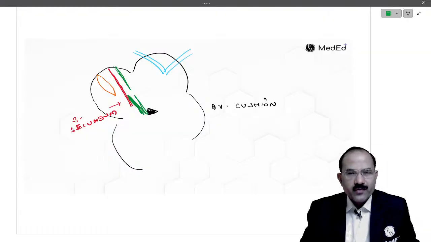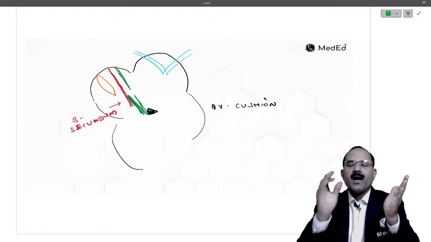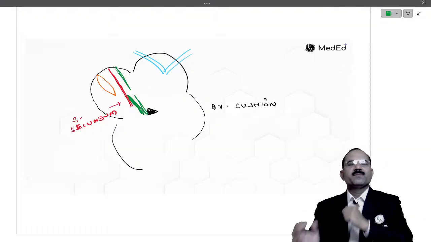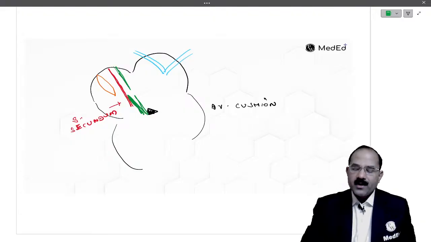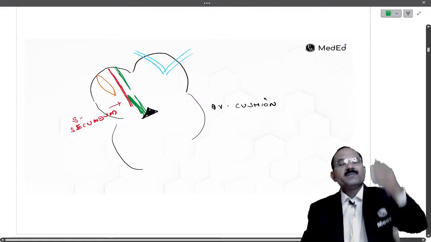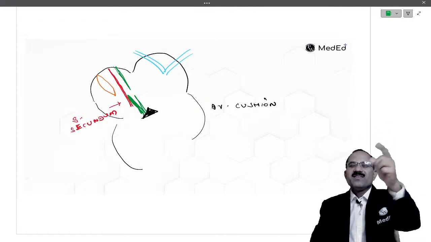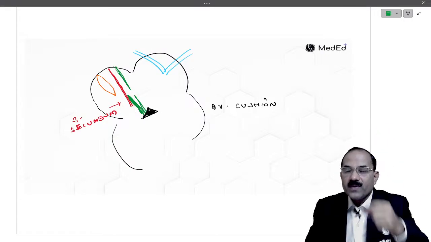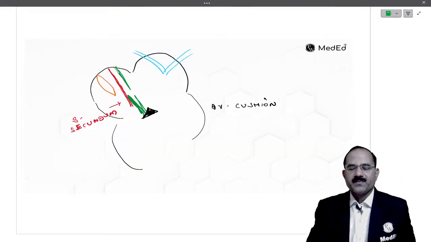Final closure of foramen ovale occurs due to fusion of, your answer is septum primum and septum secundum. Clear? So now, if this AV cushion is not there, the septum primum cannot come and join with the AV cushion, and this will result in an interatrial septal defect. Okay?